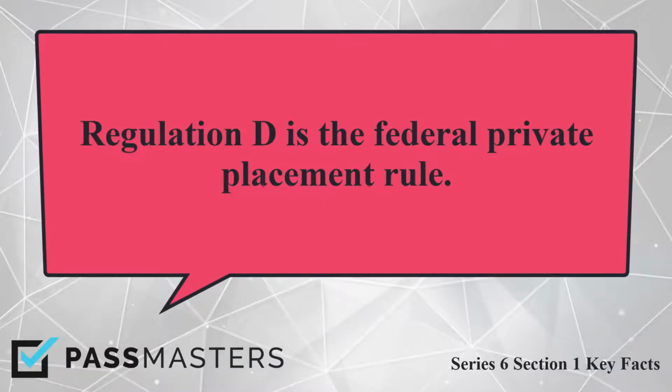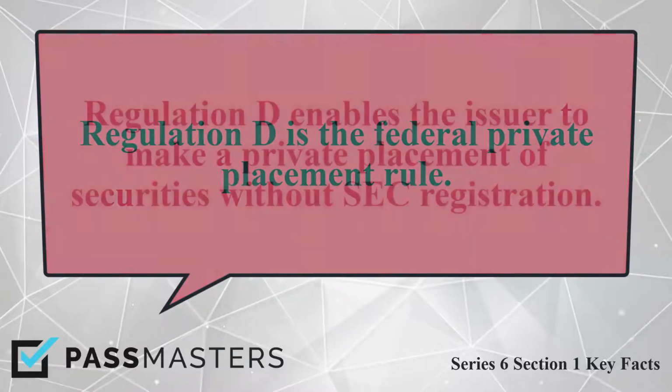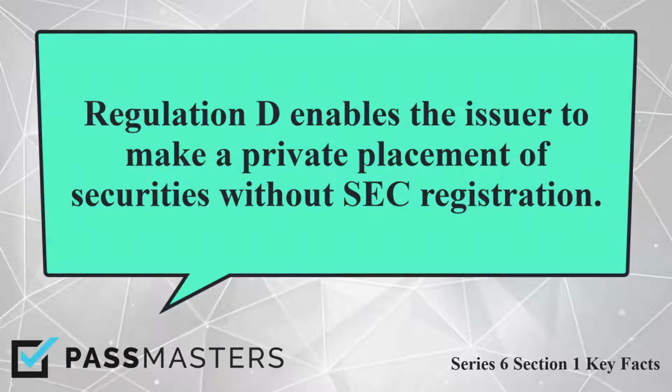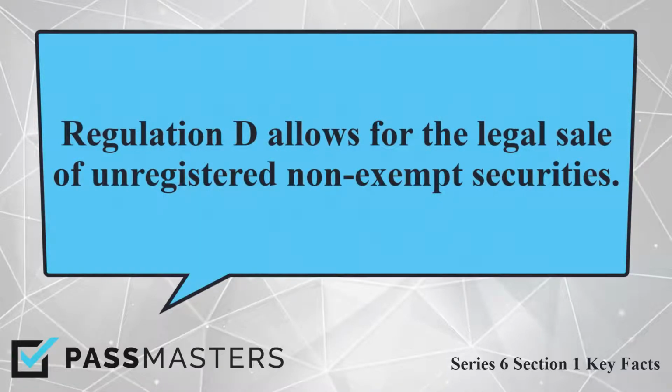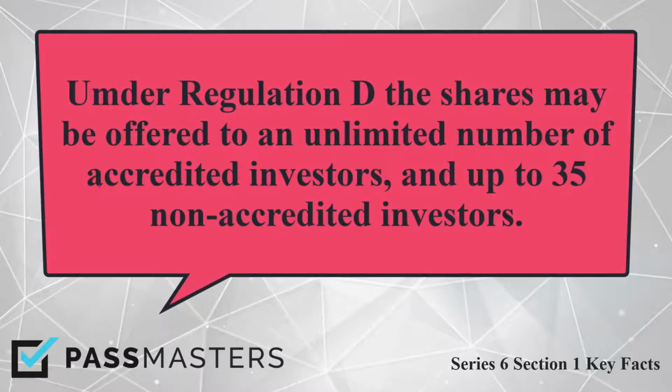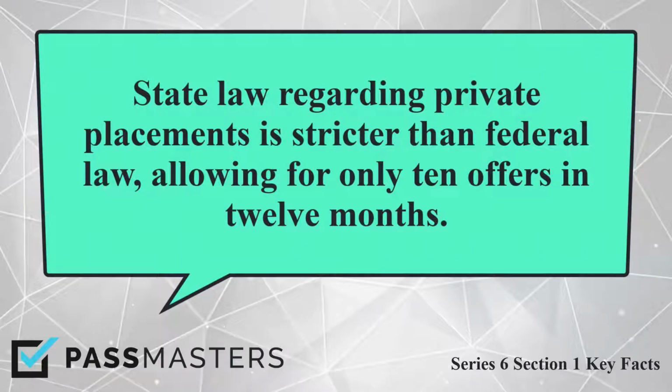Regulation D is the federal private placement rule. Regulation D enables the issuer to make a private placement of securities without SEC registration. Regulation D allows for the legal sale of unregistered non-exempt securities. Under Regulation D, the shares may be offered to an unlimited number of accredited investors and up to 35 non-accredited investors. State law regarding private placements is stricter than federal law, allowing for only 10 offers in 12 months.